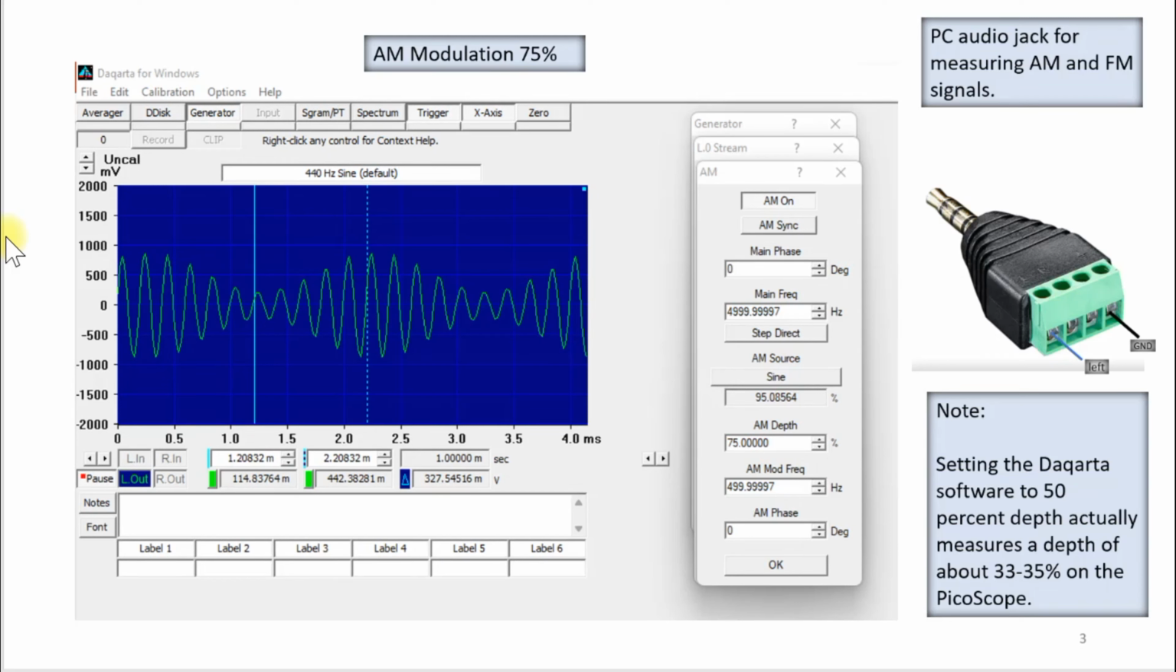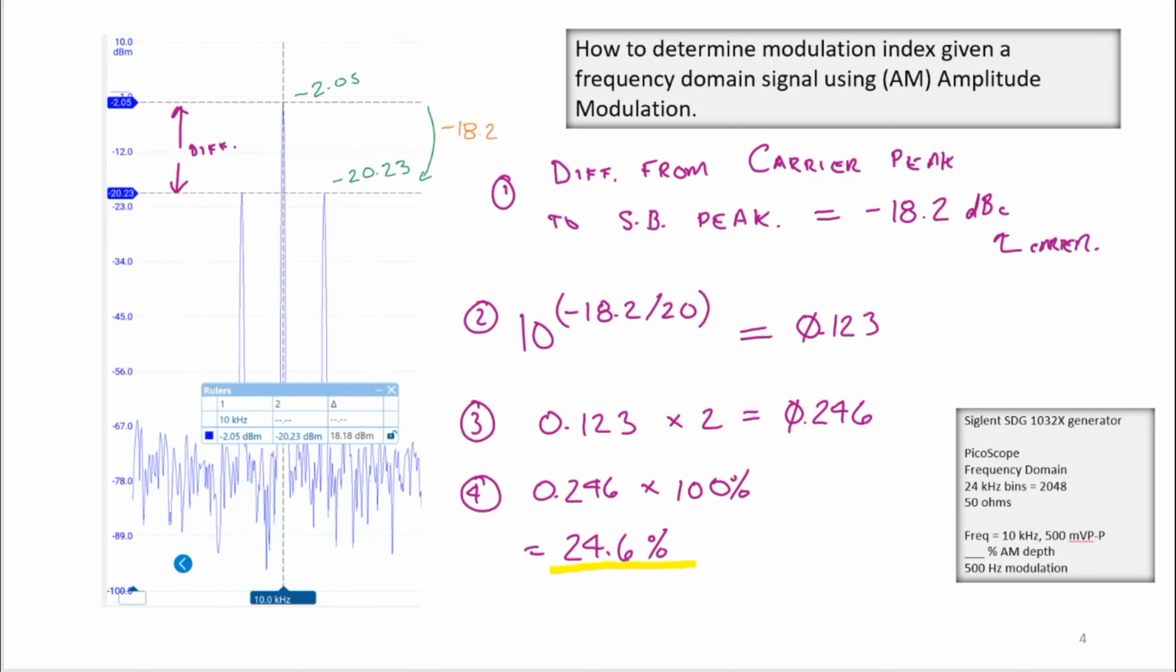One of the things you'll notice is when you do 50% modulation, okay, this one happens to be 75, but when you do 50, what you'll notice is that the software, when you measure it, will be 33 to 35% in the picoscope. Not sure why that's happening. I've contacted the company, but last semester the students encountered this same issue, so be aware of that.